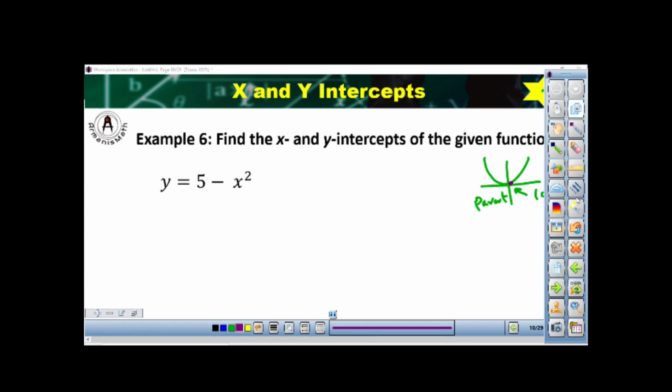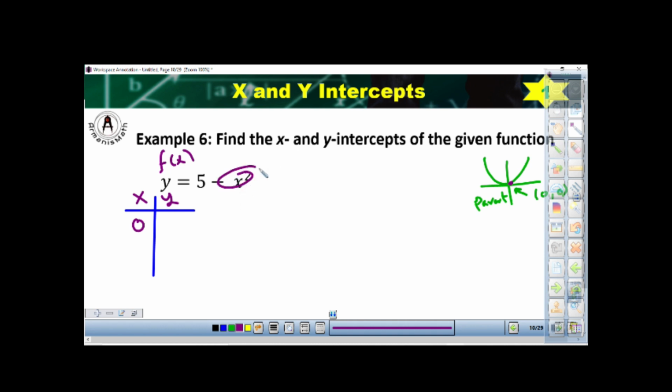Well, once again, you could use the T table. Not coffee. T. X. Y. Don't forget that this is also a function. So anyways, I've got 0 for x. Well, 0 for x, that's a big 0, which means y is 5. So I'm touching the y-axis at 5.